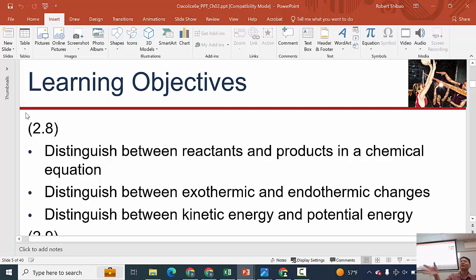Absorbing energy would mean you'd have to constantly add energy to get wood to burn. But it's kind of weird. We'll talk about it some more later, but it actually releases energy. And so the surroundings around the combustion of wood become hotter because of the kinetic energy.